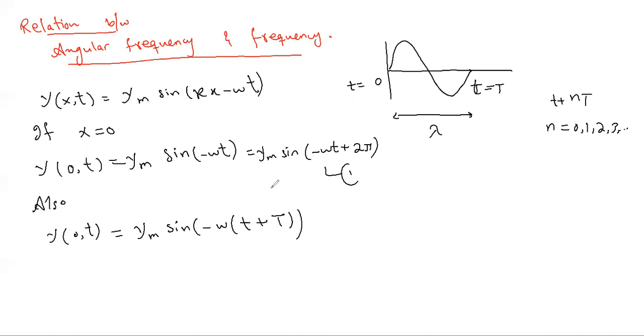So let's again compare both of these equations. Comparison yields... I know you can simplify it on your own. The negative signs will cancel out, y_m sine and y(0, t) will cancel out, and you will just be left with this equation: minus omega t plus 2 pi equals minus omega t.